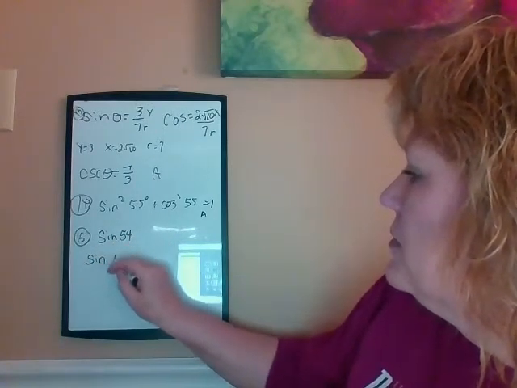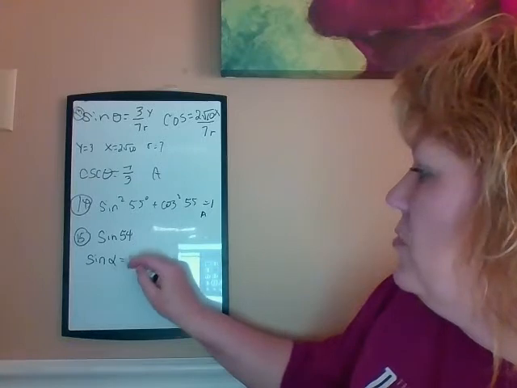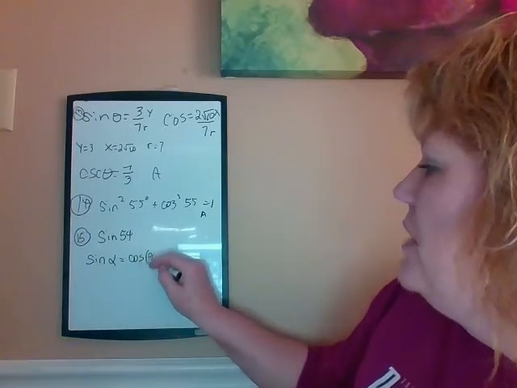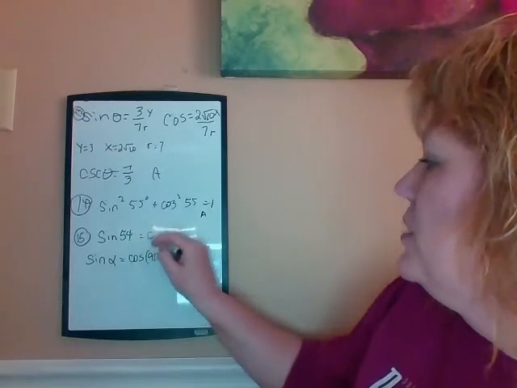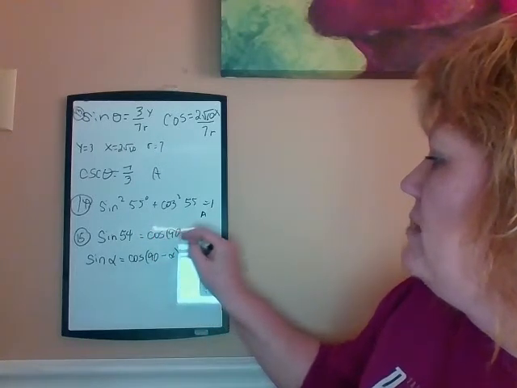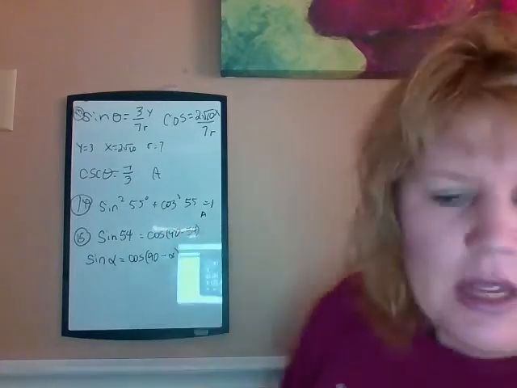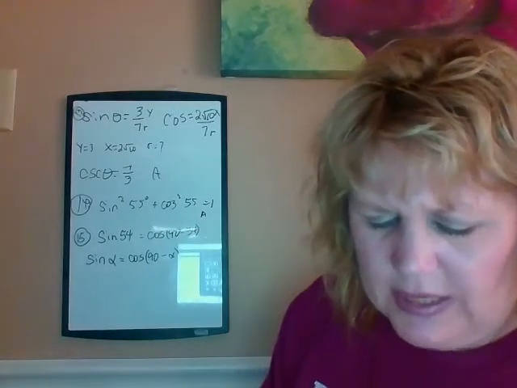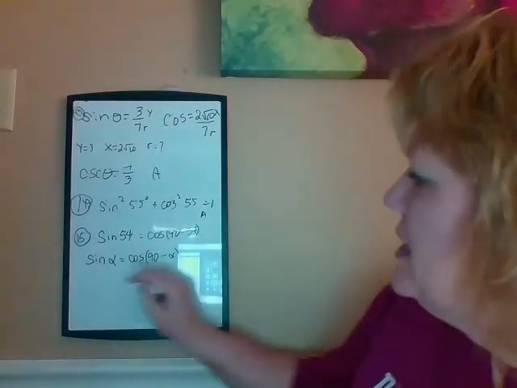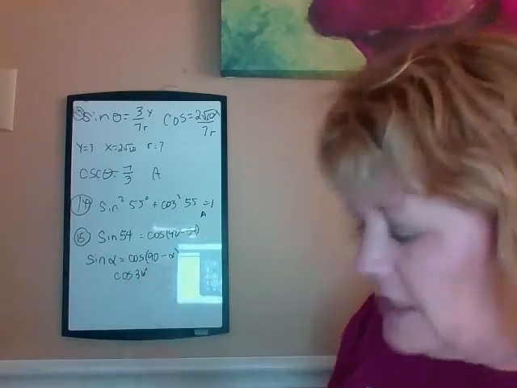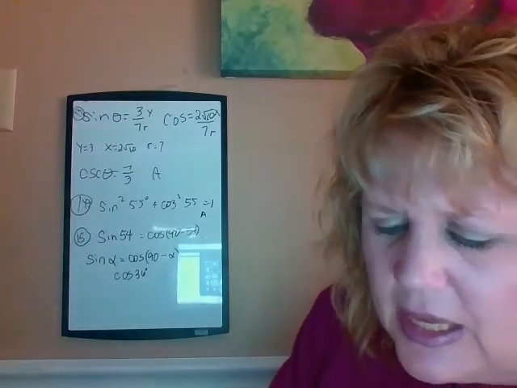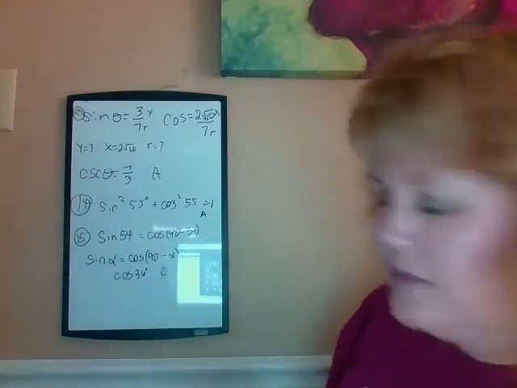The sine of an angle, say alpha, is equal to the cosine of 90 minus that angle. So the sine of 54 is equal to the cosine of 90 minus 54. And 90 minus 54 is 36. So this is the cosine of 36 degrees on number 15. That is answer choice C.